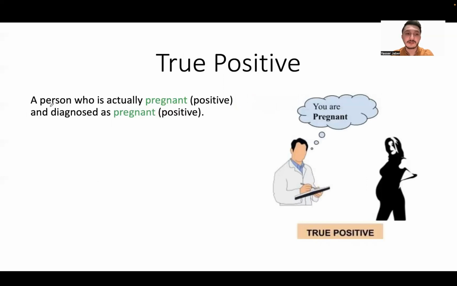So a person who is actually pregnant, the real value was pregnant, and is diagnosed by the doctor as also pregnant, so it's correctly classified. This is called true positive, meaning that it is predicted as positive here, predicted by the model, and it was actually true. The real value was true. It is correctly positive.